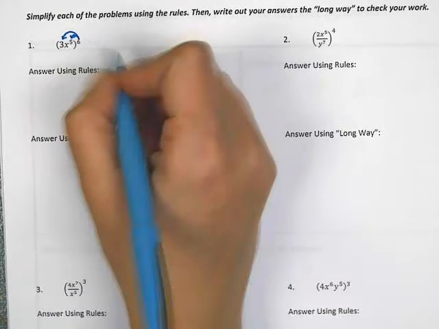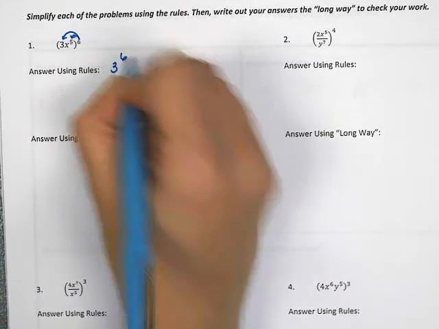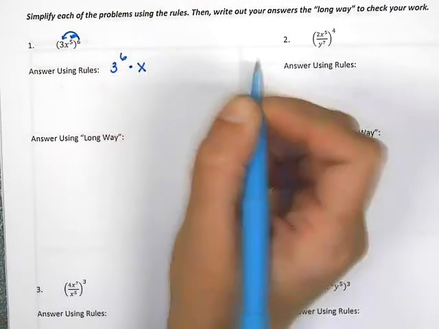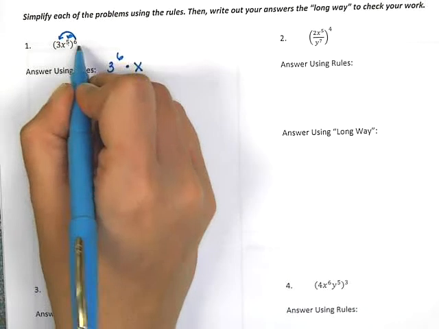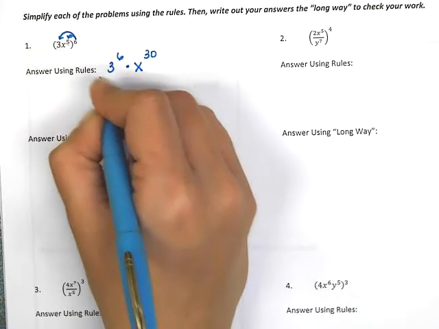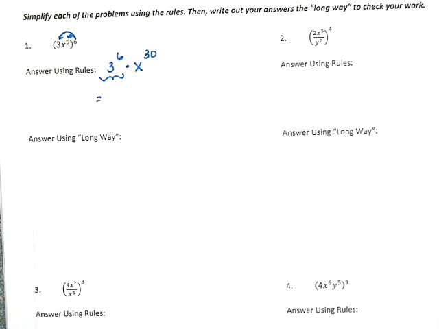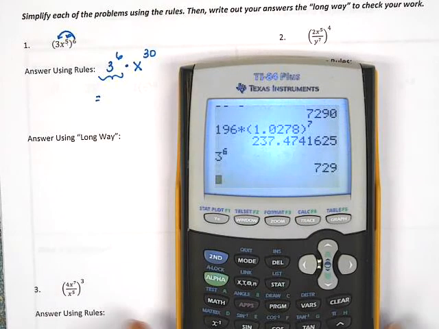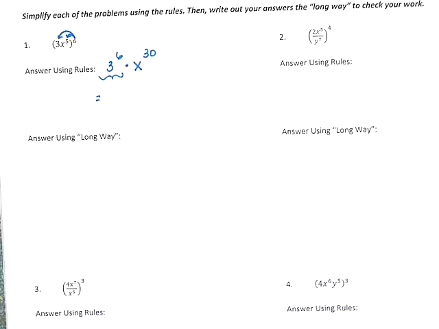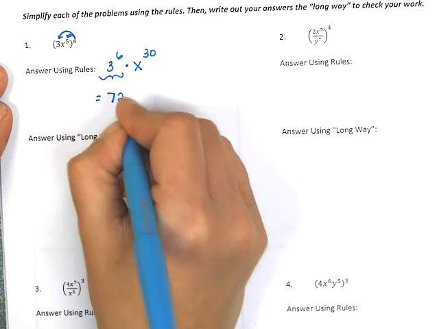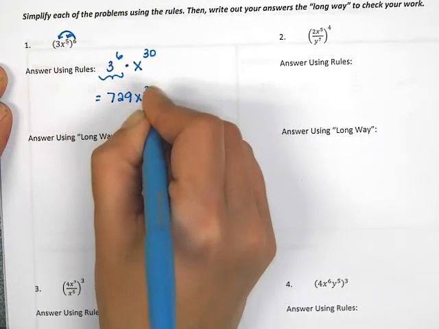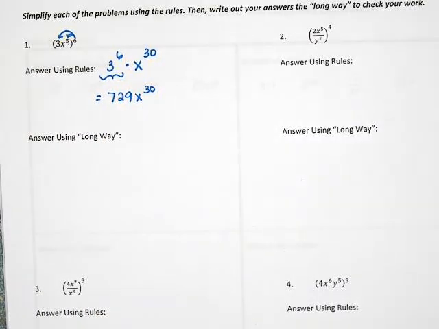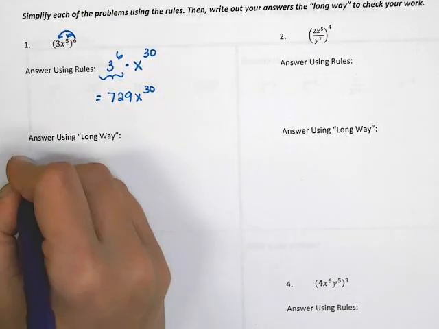So when I distribute it to the 3, I would get 3 to the 6th times x to the 5 times 6 is 30th. Then I would simplify this. So 3 to the 6th, if I type that in on my calculator, is 729. x to the 30th.